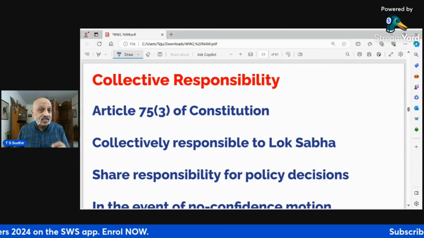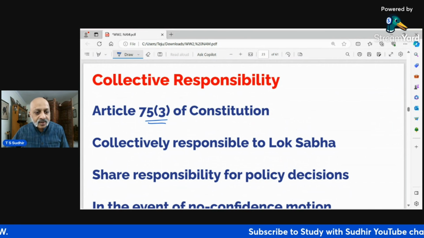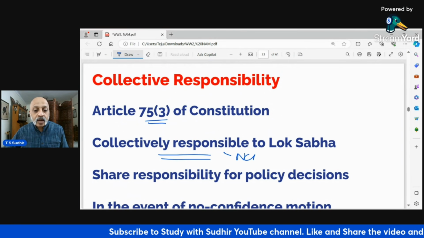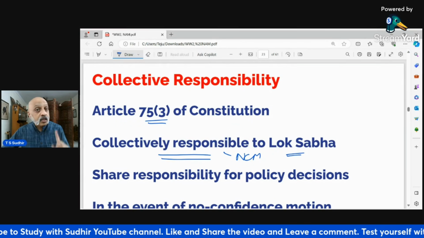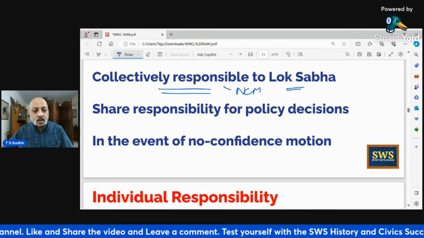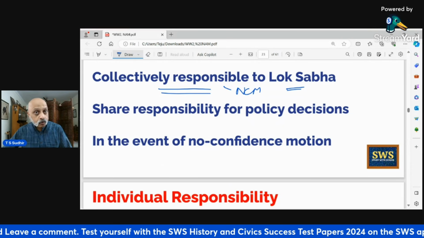Collective responsibility, this is under Article 75(3) of the Constitution. Please remember that. They're collectively responsible to the Lok Sabha. Why? Because the no confidence motion can be brought in only in the Lok Sabha, not in the Rajya Sabha. तो यहाँ पर Parliament नहीं लिखना. They share the responsibility for the policy decisions. In the event of a no confidence motion, all of them have to go.